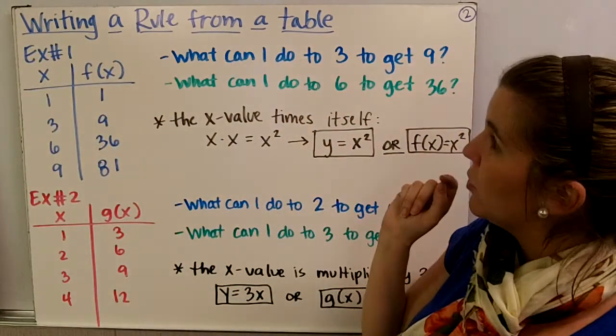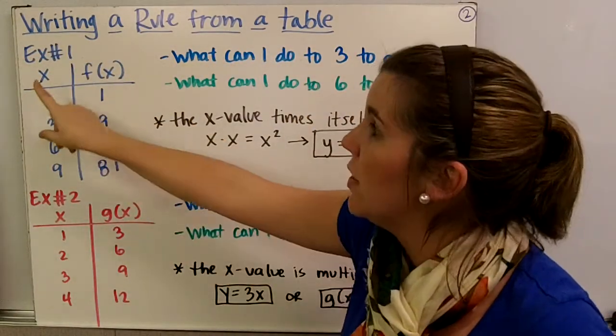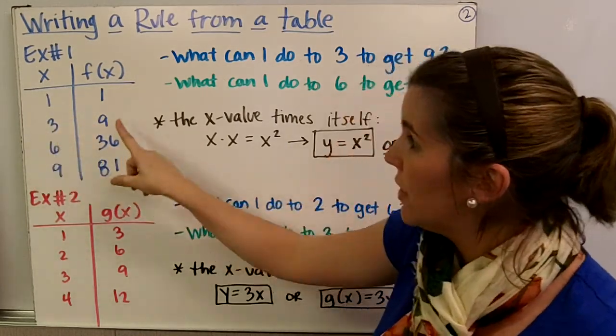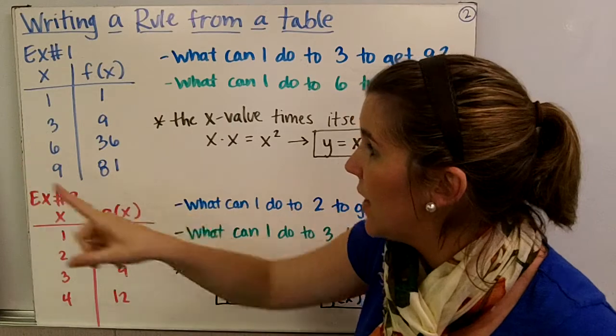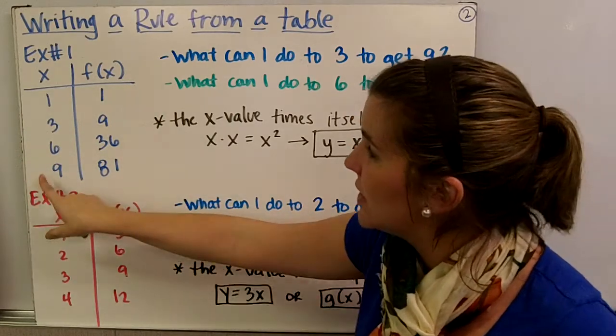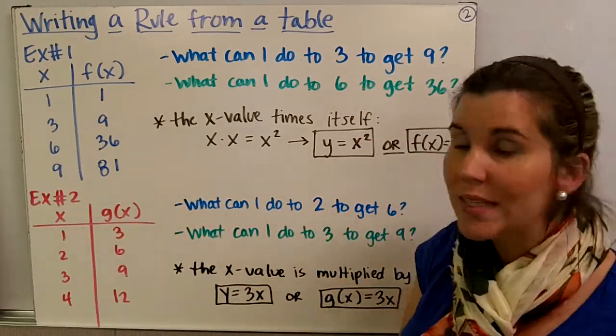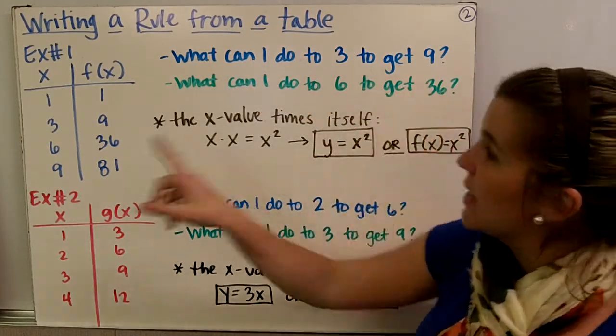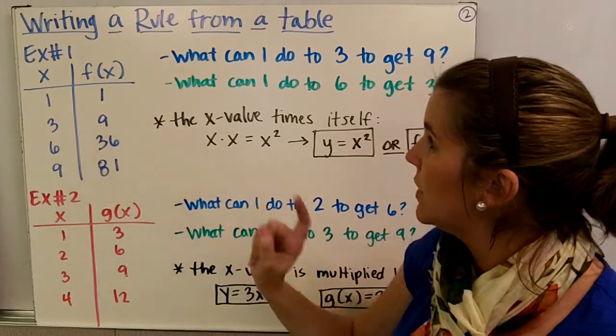Writing a rule from a table. So in example number 1, x is 1, our output is 1. If x is 3, our output is 9. If x is 6, our output is 36. And if x is 9, our output is 81. So you should ask yourself, what can I do to 3 to get 9? When you put in 3, you get out 9.